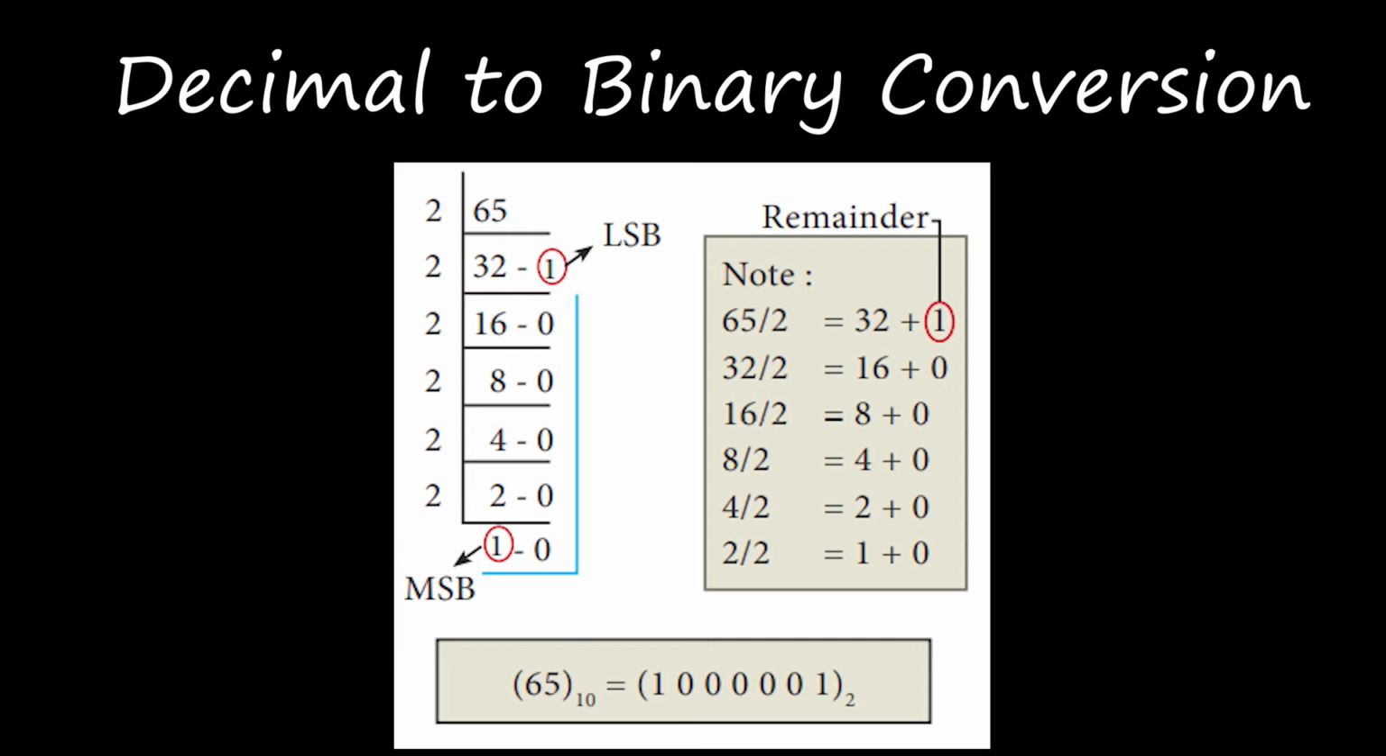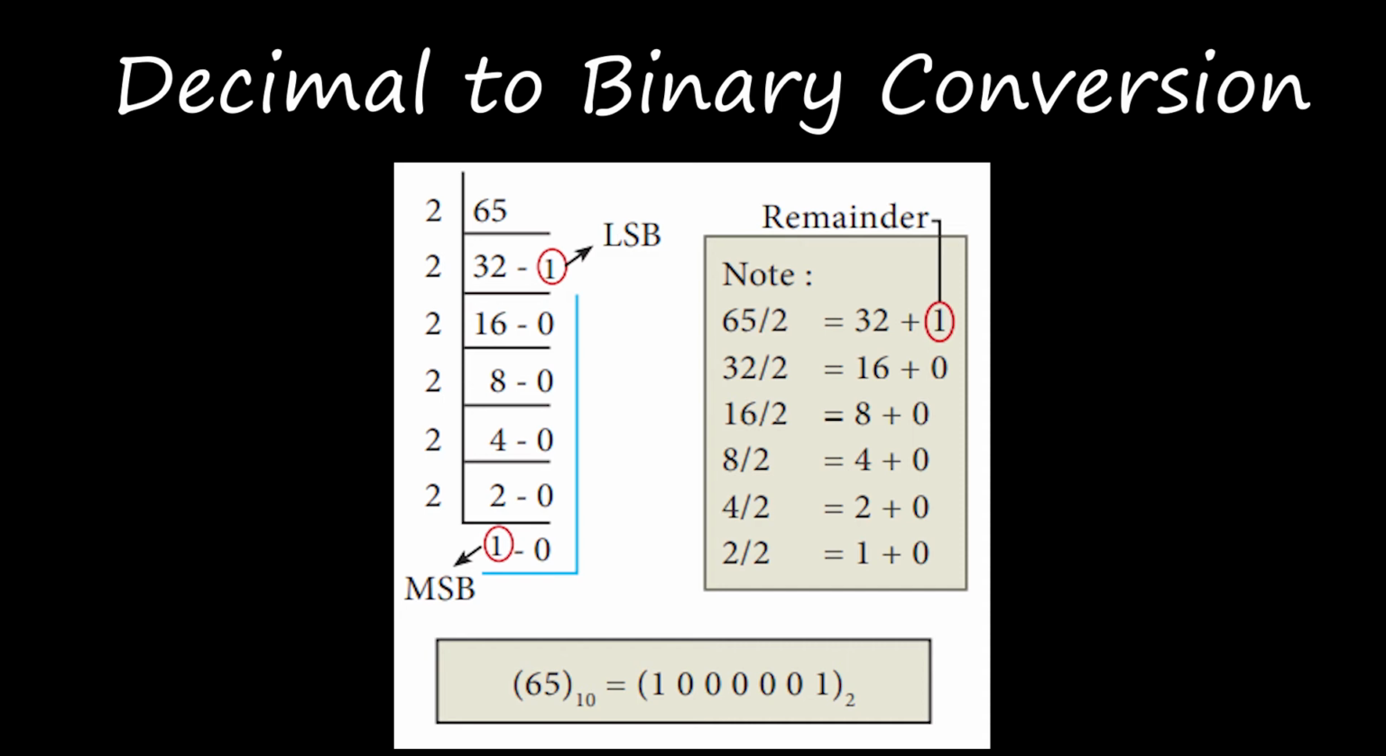4 divided by 2 is 2 plus 0 remainder. And again 2 divided by 2 is 1 plus 0 remainder, right? So from the bottom we'll start with 1 0 and write up till the top, and that is the binary value equivalent to the decimal value 65.